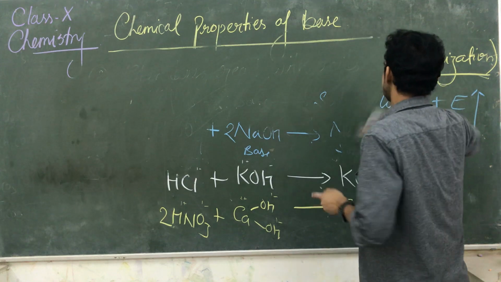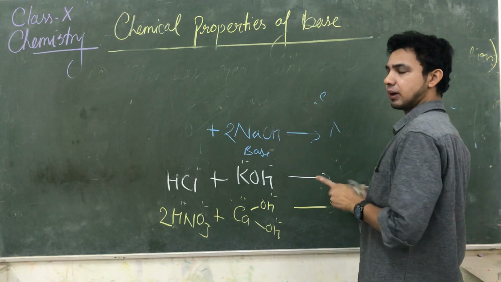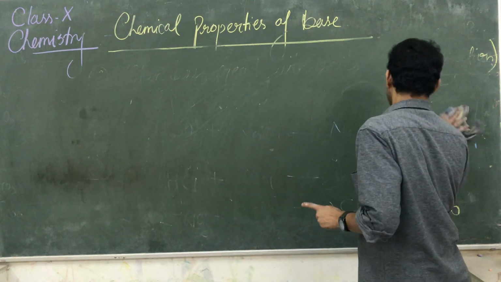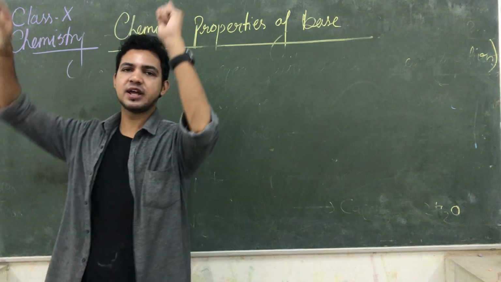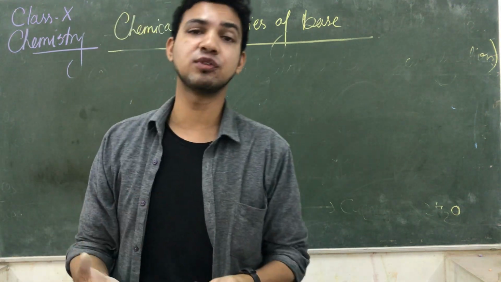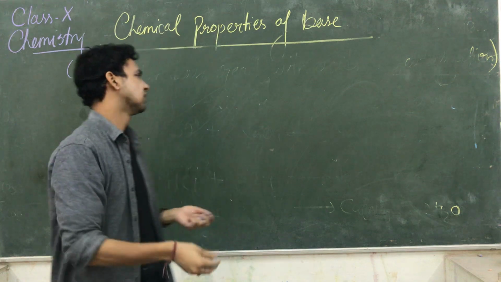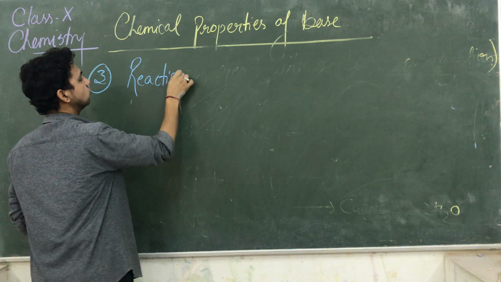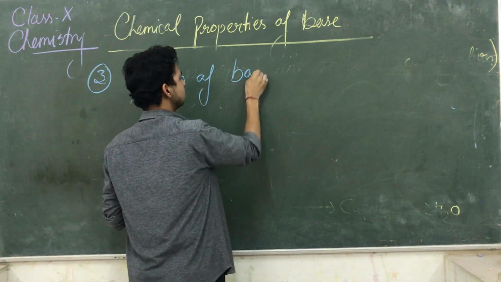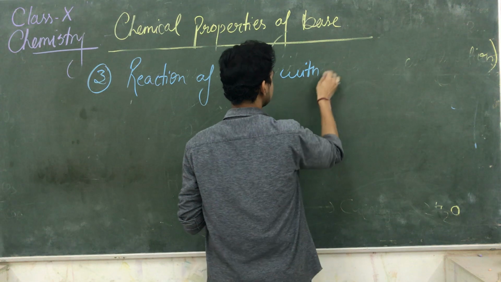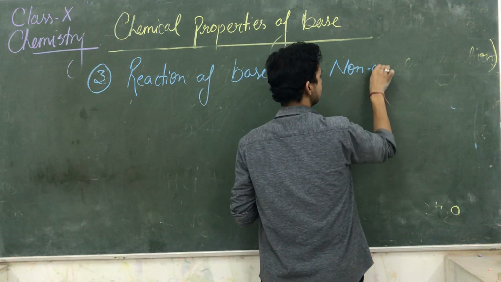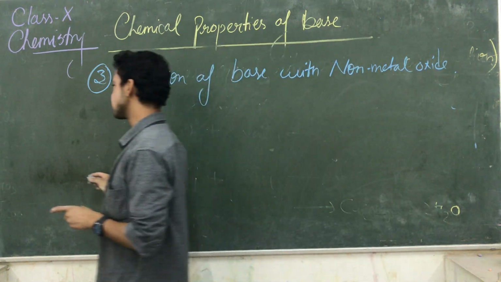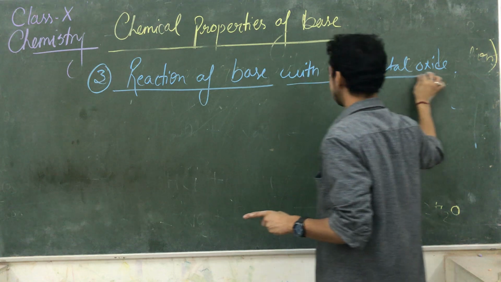The next reaction is related to non-metal oxides. Non-metals are generally those elements that have a tendency to take electrons, and when they react with water or oxygen they form their oxides. The third property is the reaction of base with non-metal oxide. So the next reaction is the reaction of base with non-metal oxides.